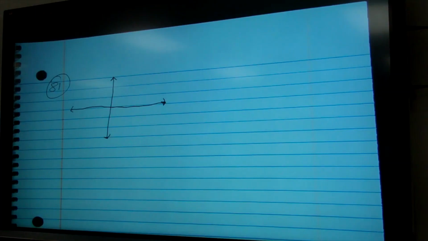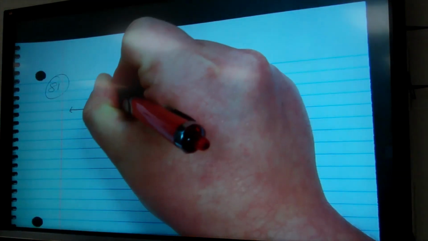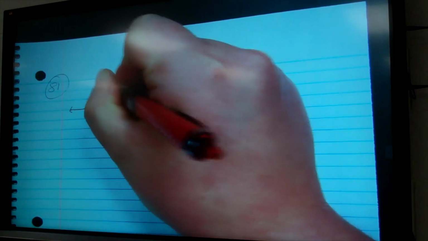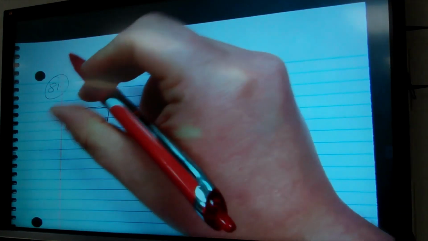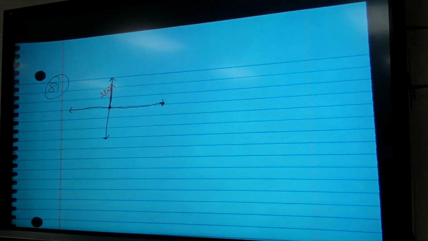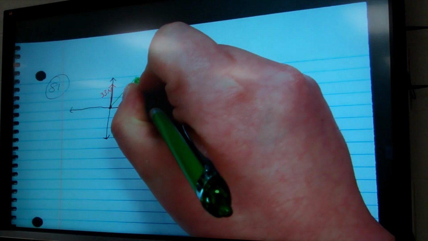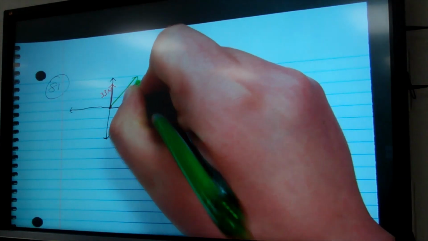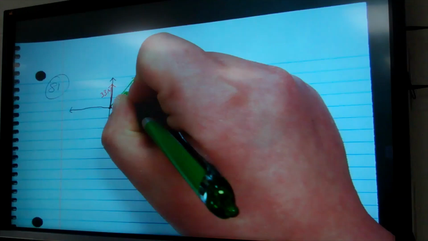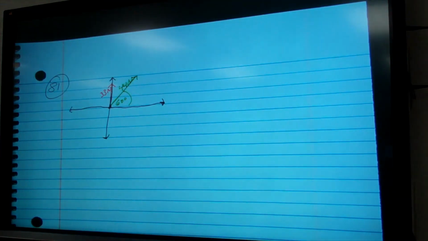So we have a 33 Newton force that acts 90 degrees from the x-axis. So we have this force, and this is 33 newtons. Then we have force 2, that is 60 degrees from the x-axis, and it's 44 newtons. Now we're trying to find this third force.